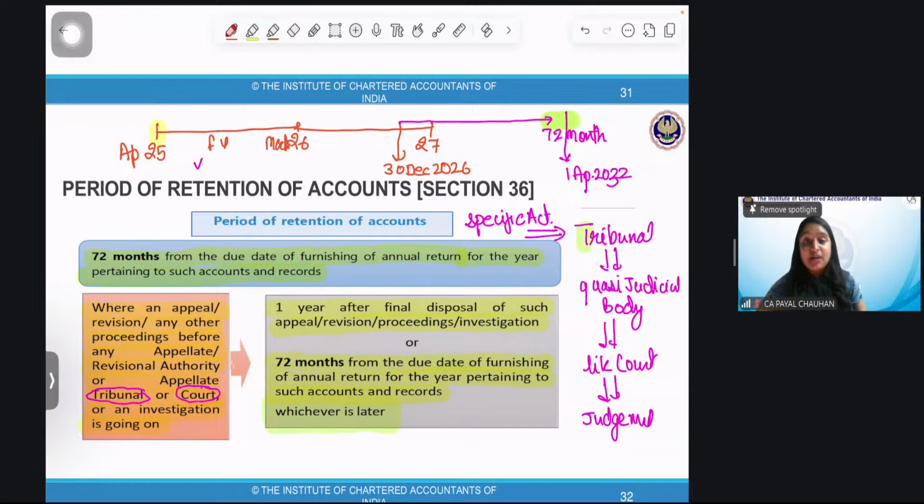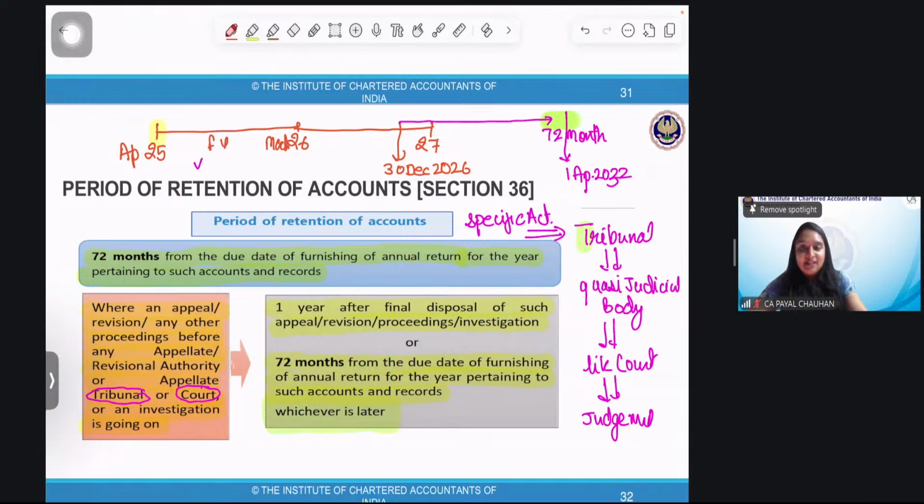In case of any tribunal proceeding, any court proceeding or any revision, then with the final decision, you have to preserve it for 1 year, and whichever is later, right? Whichever is later. So, with this, we have ended.